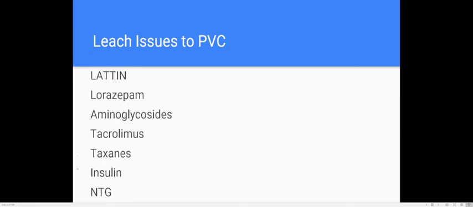I is for insulin. You guys know what insulin is. And NTG is nitroglycerin. These are all the drugs that leach into PVC. And if they leach into PVC, you need to go back to the previous slide and look at what the PVC non-PVC containers are. So that's your polyethylene, polypropylene, and glass. So if you have one of these drugs, make sure it's not in a PVC container and make sure it's in one of those other containers.